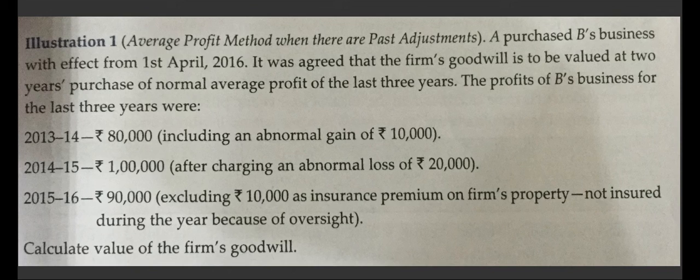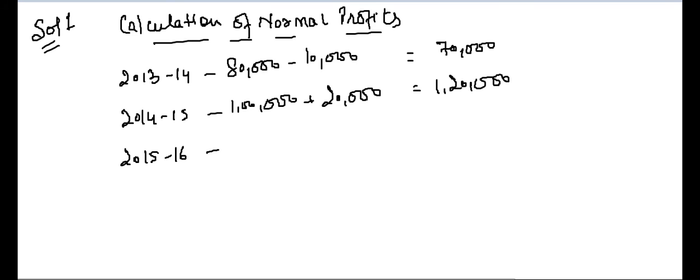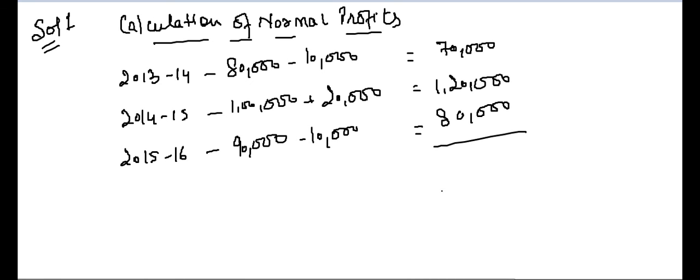So this profit of 90,000 should actually be 80,000. 90,000 minus 10,000, the insurance premium which should have been paid, because we have to calculate the normal profits. This is an abnormal gain for us. So 90,000 minus 10,000 comes to 80,000. So the total is 2,70,000. These are the total normal profits.